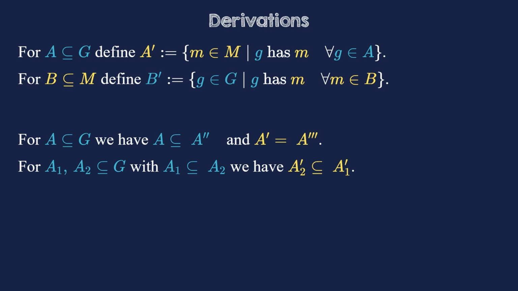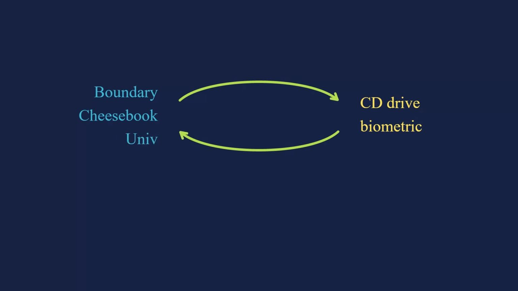With these properties, we can pair up objects and attributes much better. This is realized via a concept called concepts. In our context of laptops, we saw that the Boundary, the Cheese Book, and the Universe form a sort of unit together with the attributes they share, having a CD drive and biometric ID.